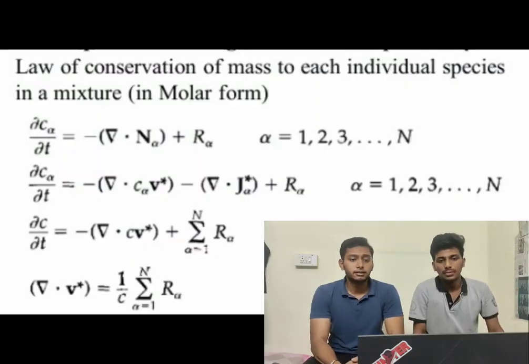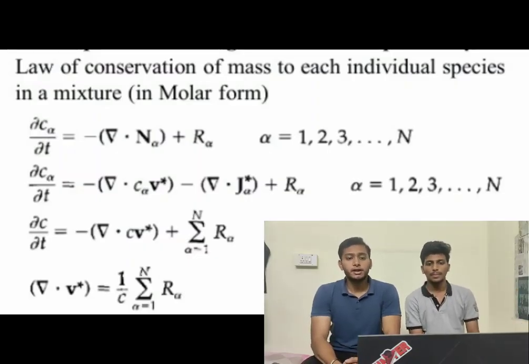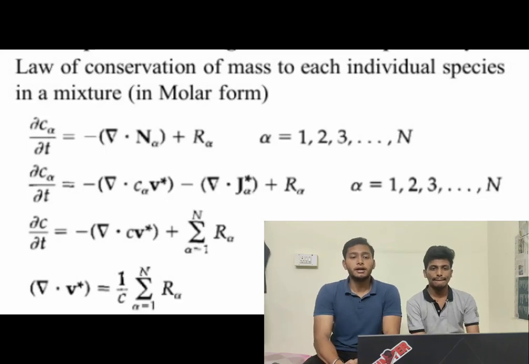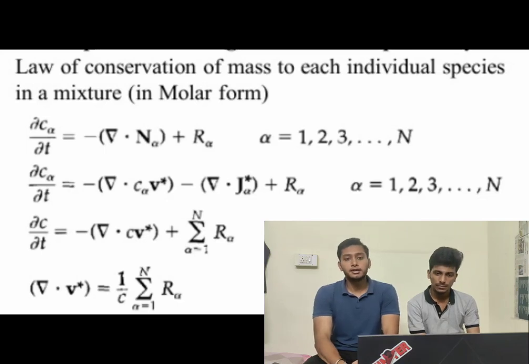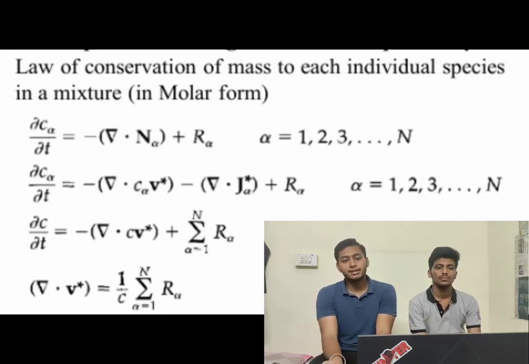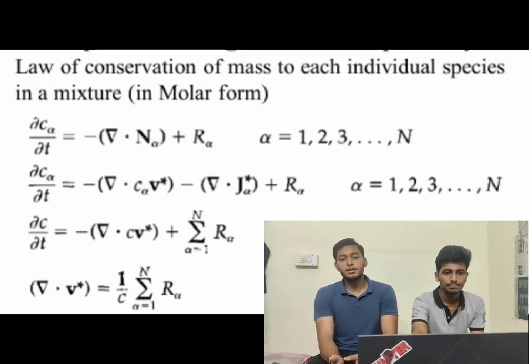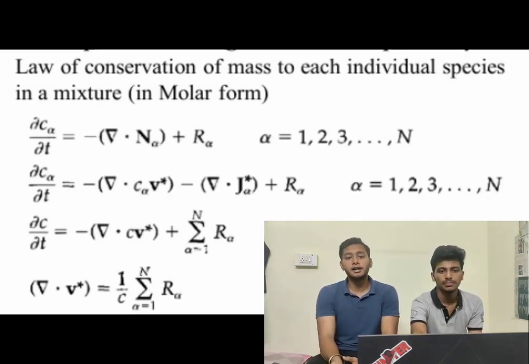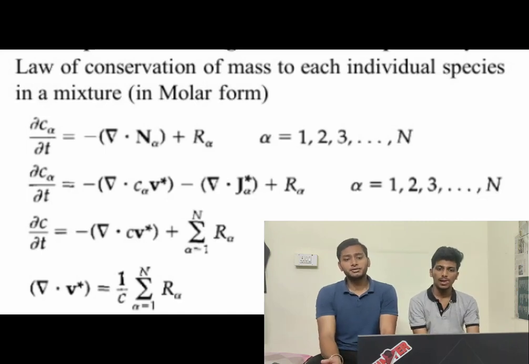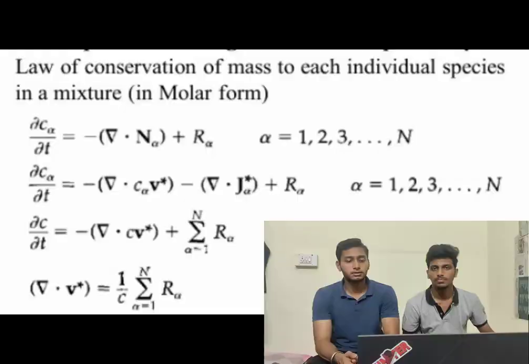Molar based equivalent: del dot V star equals 1 by C times the summation of alpha from 1 to n of R alpha. This is a bound. It means that if there are chemical reactions, the velocity field diverges or converges based on whether moles are created or destroyed. In the absence of reactions, the summation of R alpha equals 0, and we are back to the familiar del dot V star equals 0.